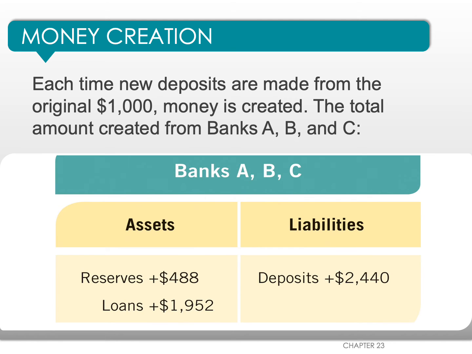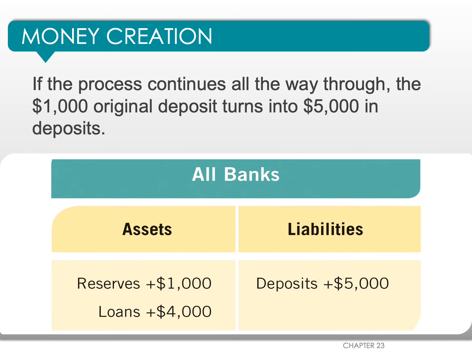So the total amount so far created from banks A, B, and C from the original $1,000 deposit is that all three banks together have deposits of $2,440, which is their liabilities. The three banks have kept reserves collectively of $488, which is their assets, plus they have also made loans of $1,952, which are also assets because they've lent money, which they could call in if need be at some point.